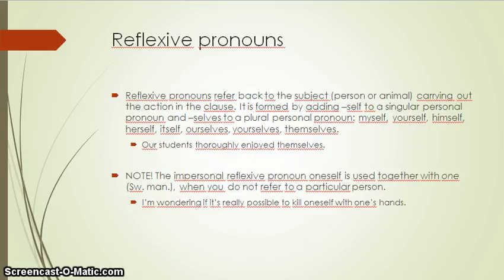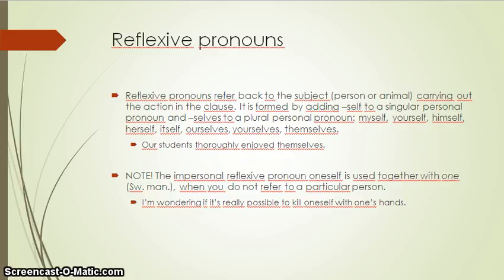We have the reflexive pronouns that refer back to the subject, could be either person or animal. That is the subject carrying out the action in the clause. It's formed by adding self to a singular personal pronoun and selves to a plural personal pronoun, as in myself, yourself, himself, herself, itself, and the plurals ourselves, yourselves, and themselves.